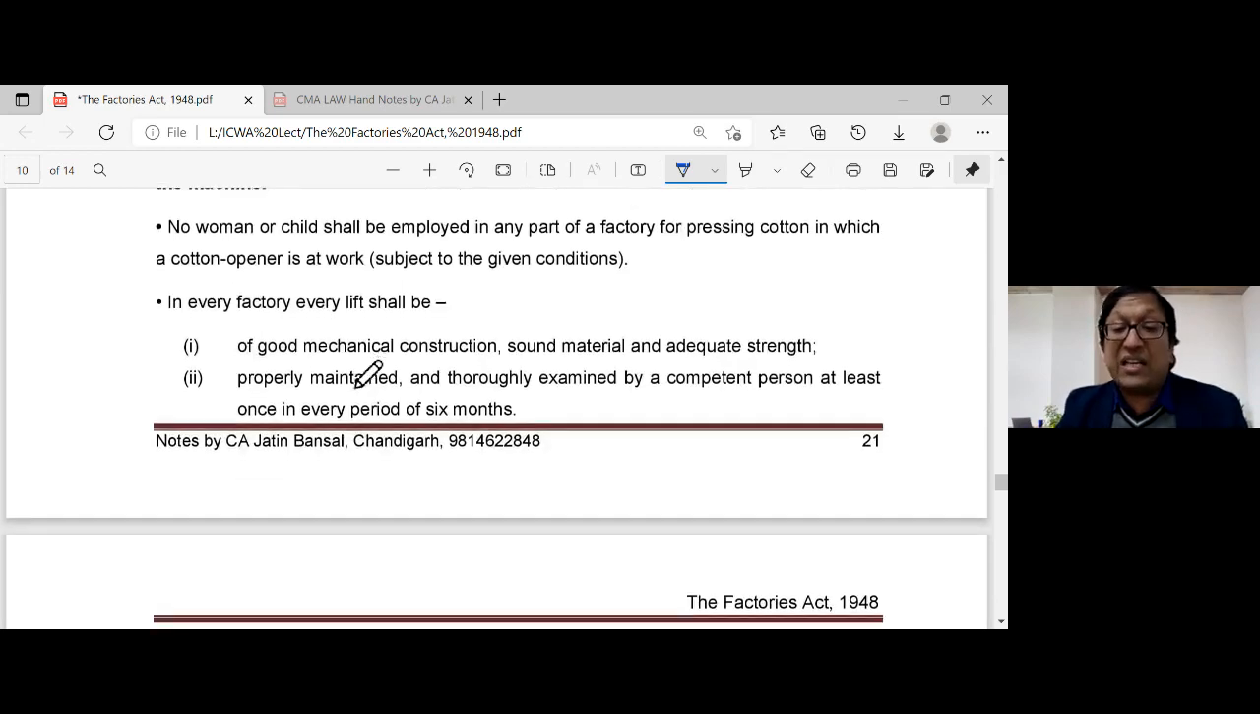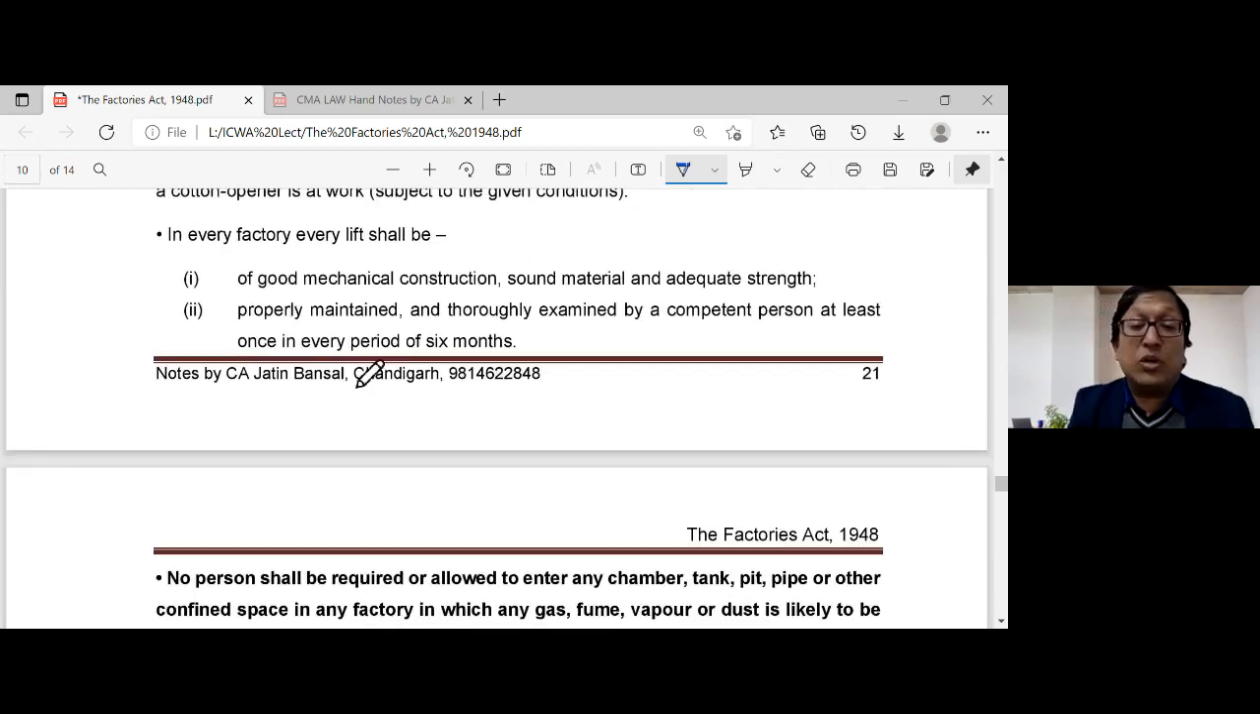In every factory, every lift should be of good mechanical construction, sound material, and adequate strength. It should be properly maintained. It should be thoroughly examined by a competent authority at least once in every 6 months. Once in every 6 months, you need to do that.